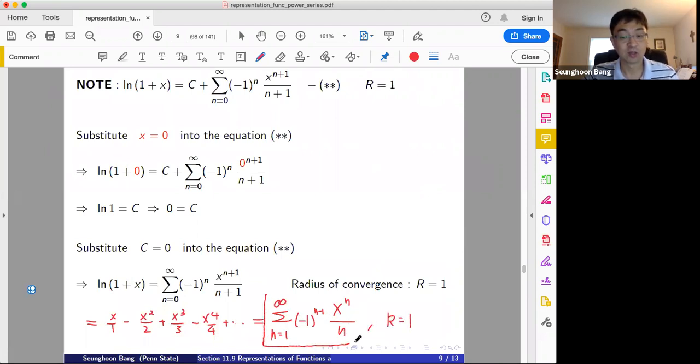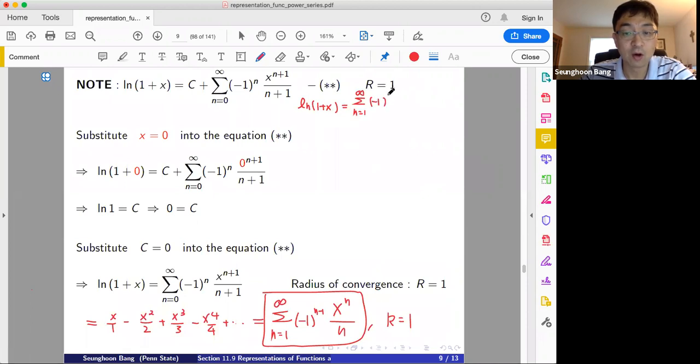You can use this notation more. That's right, so you need to memorize this rule, which is better. You can memorize this one: ln of 1 plus x equals the summation n equals 1 to infinity of minus 1 to the power n minus 1 times x to the power n over n. The radius of convergence is 1. This is like this.